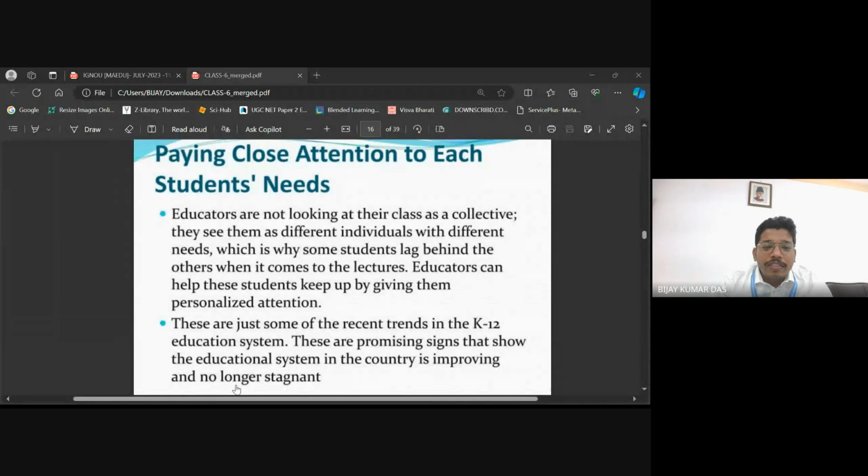So somehow we are paying close attention to each student's needs, isn't it? So we cannot ignore our students because you know that each one's view is important in your class.